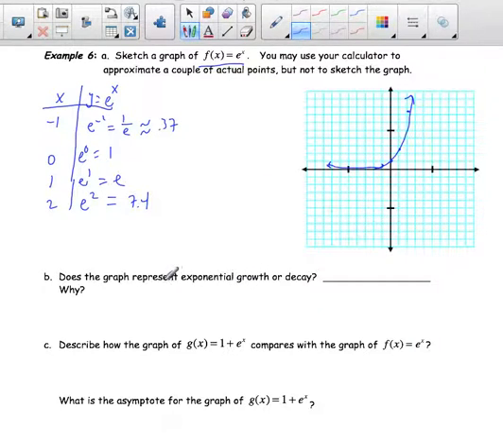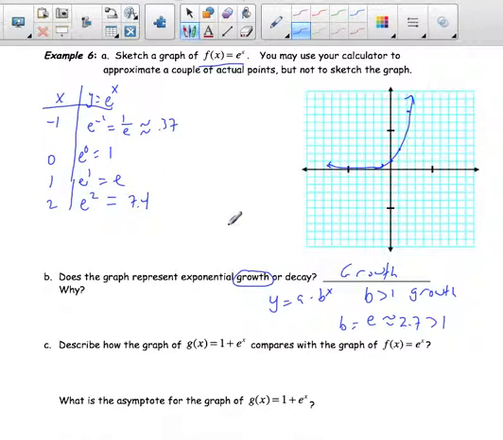Does this graph represent exponential growth or decay? Looking at it, we should be able to see that it's growth, but we also know that it's growth, because when we think about y equals a times b to the x, our exponential function, we have growth if b is greater than 1. And here, the base is e. So for this function, b is equal to e, which is about 2.7, which is greater than 1. So we definitely have growth.